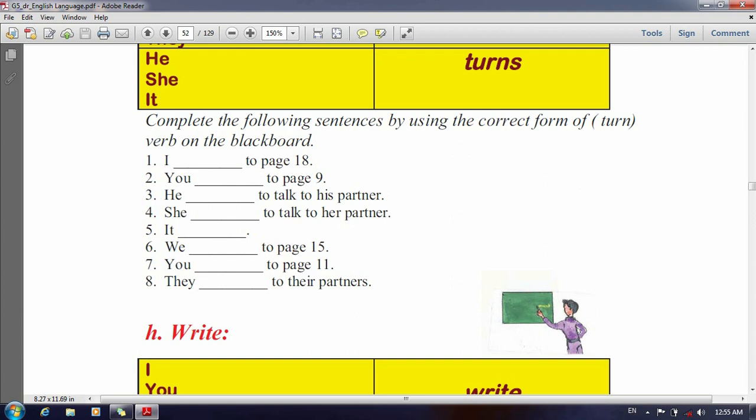You turn to page 11. They turn to their partners.